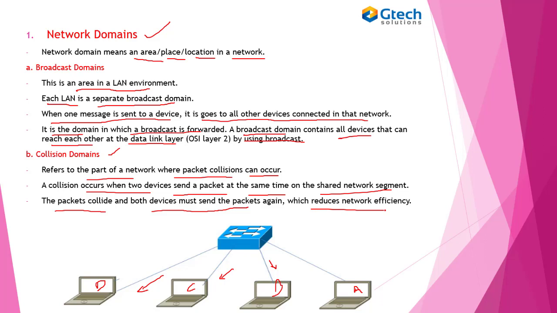Collision domain: two or more devices send data at the same time and the packets collide, and the devices are required to resend the data again. Let's say A is sending data at the same time C is sending data. The data will meet at this device and collide, leading to data loss, and the devices will be required to resend it again. Okay? Understand what a broadcast domain and collision domain mean. Alright, let's see what we have next.